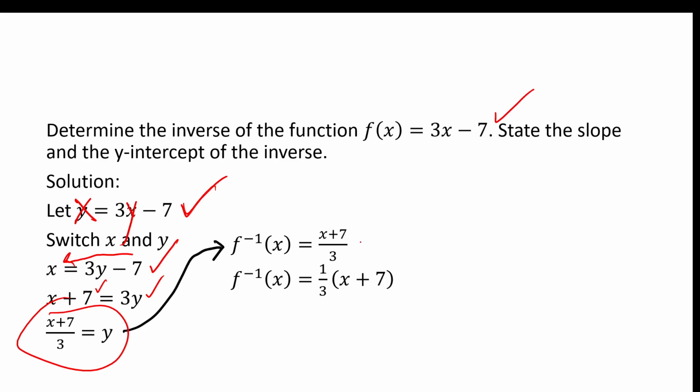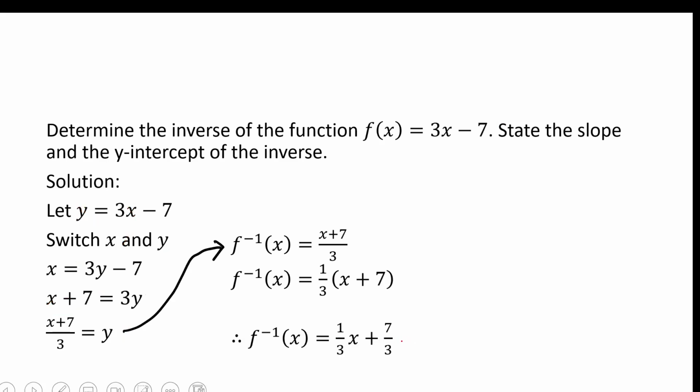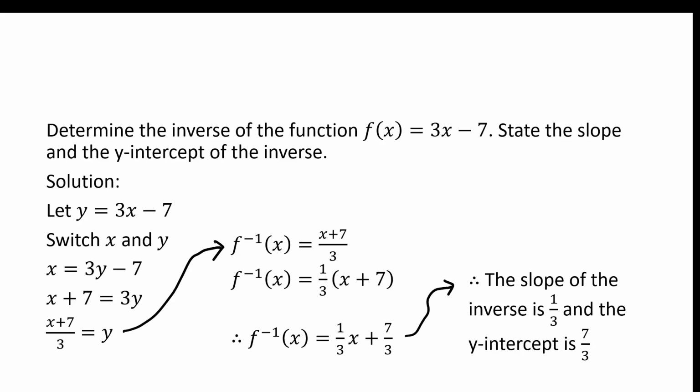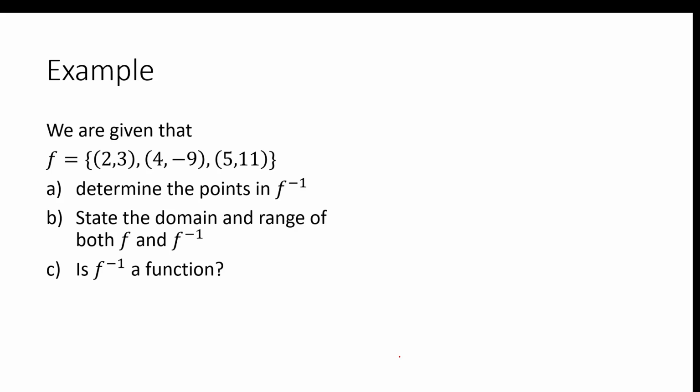Now, if f inverse of x is (x plus 7) over 3, then instead we could say f inverse of x is 1/3 times the quantity (x plus 7). And we almost have it in slope y-intercept form. We could say 1/3 x plus 7/3. That's our equation for f inverse of x, and we can say the slope of the inverse is 1/3 and the y-intercept is 7/3, because if you recall from grade 9 math, when you're in mx plus b form, m is the slope and b is the y-intercept.